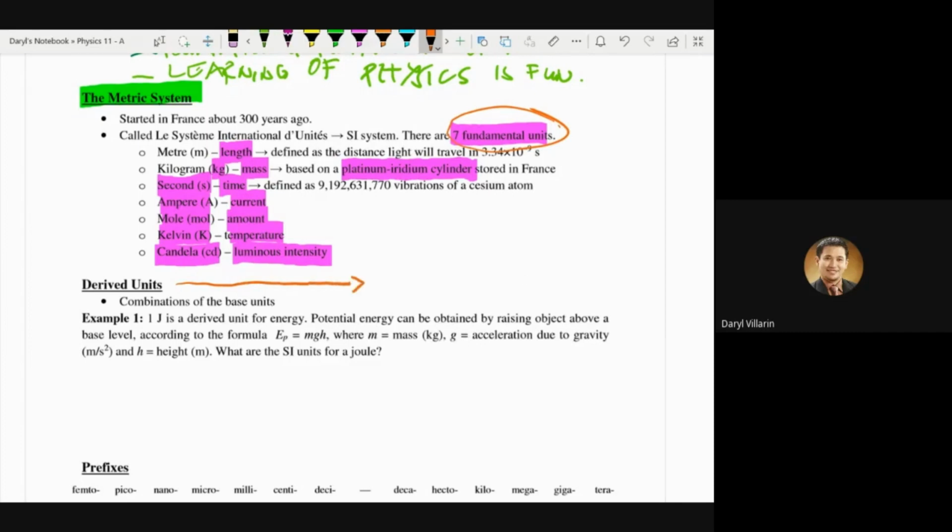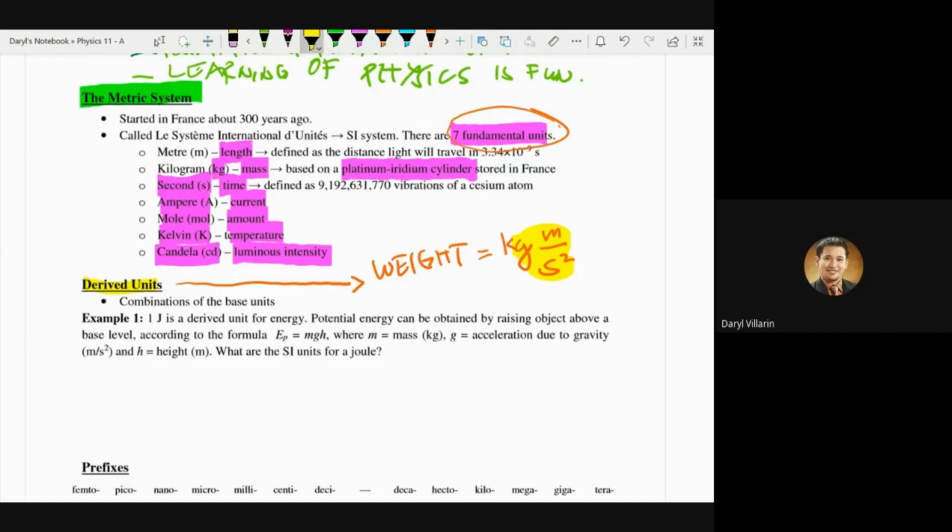So, derived units. For example, for weight, the unit of weight is actually a combination of several units: the mass, kilogram, and then meter per second squared. In this particular case, we call this a derived unit. So, kilogram meters per second squared.